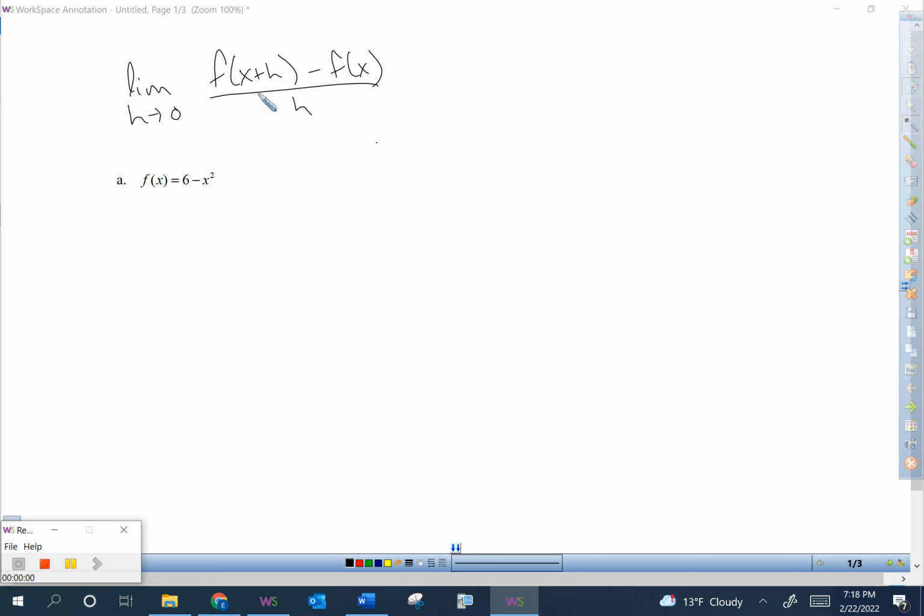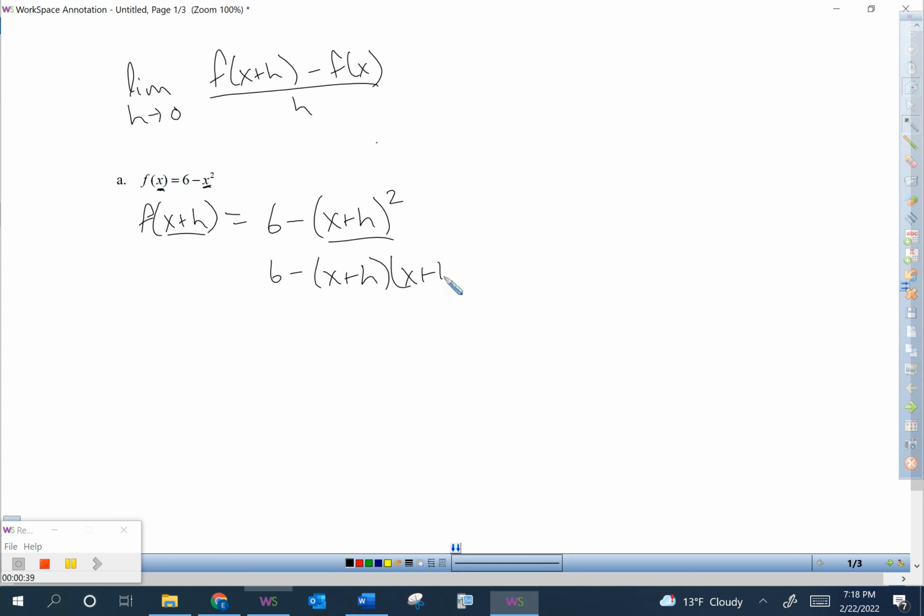Okay, so the first part is we need to look at the function when x plus h is our independent variable. So where we see this x, we're going to change it to x plus h. So that looks like 6 minus the quantity x plus h getting squared. So then we want to actually square that thing. I would recommend just writing it out twice to FOIL. That's what squaring something means.